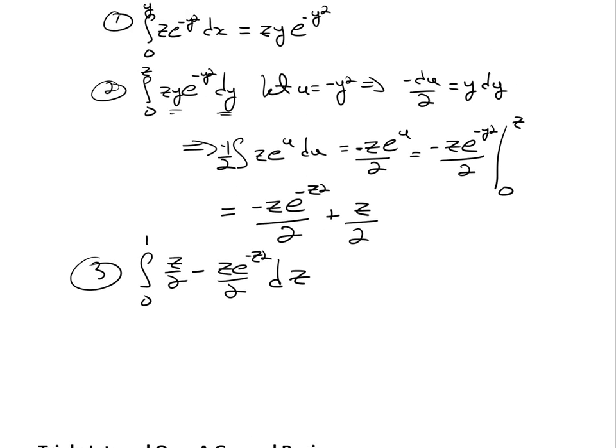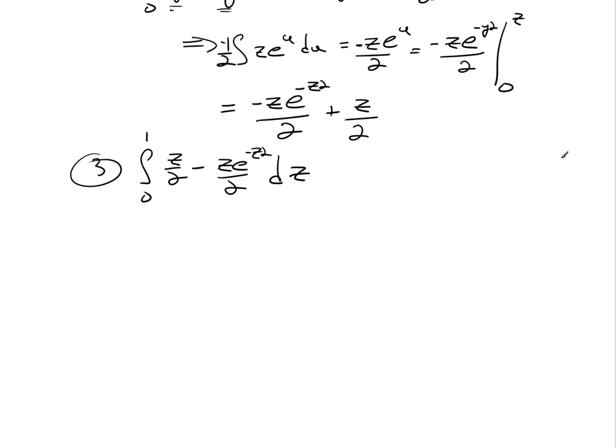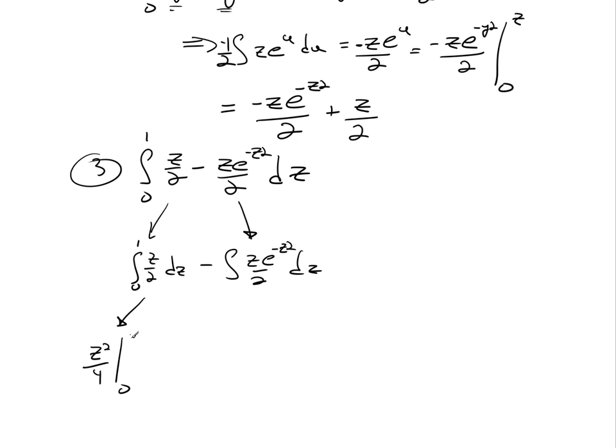Scoot down just a little bit. So it may be easier to just break this up a little bit here, from 0 to 1, z over 2 dz minus the integral z e to negative z squared over 2 dz. Well, this is just going to be, yeah, that's that piece, obviously. z squared over 4, evaluated from 0 to 1, which is just simply a fourth.